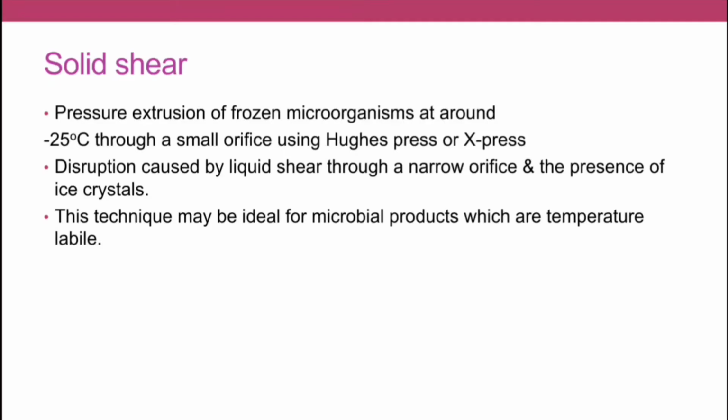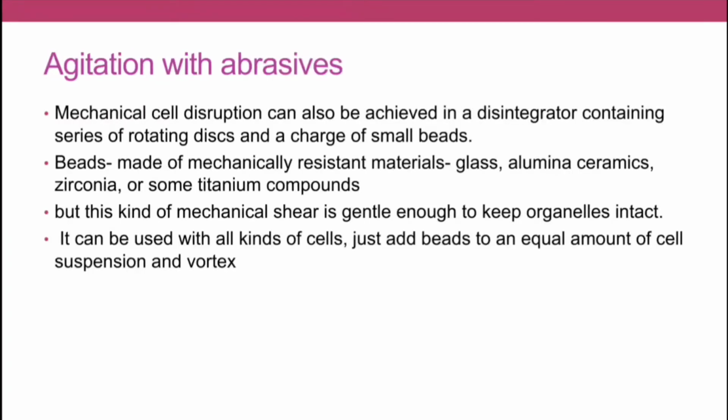We have the pressure extrusion of frozen microorganisms at around minus 25 degrees Celsius, carried out through a small orifice using a Hughes press or X-press. Now, this disruption is caused by liquid shear through a narrow orifice and the presence of ice crystals. This technique is ideal for microbial products which are temperature labile.